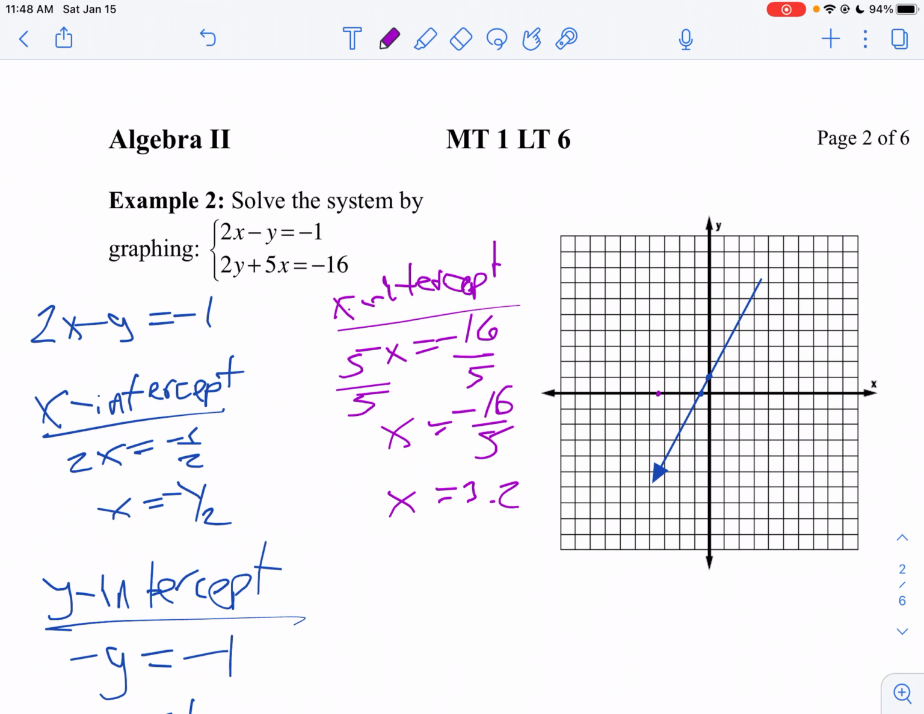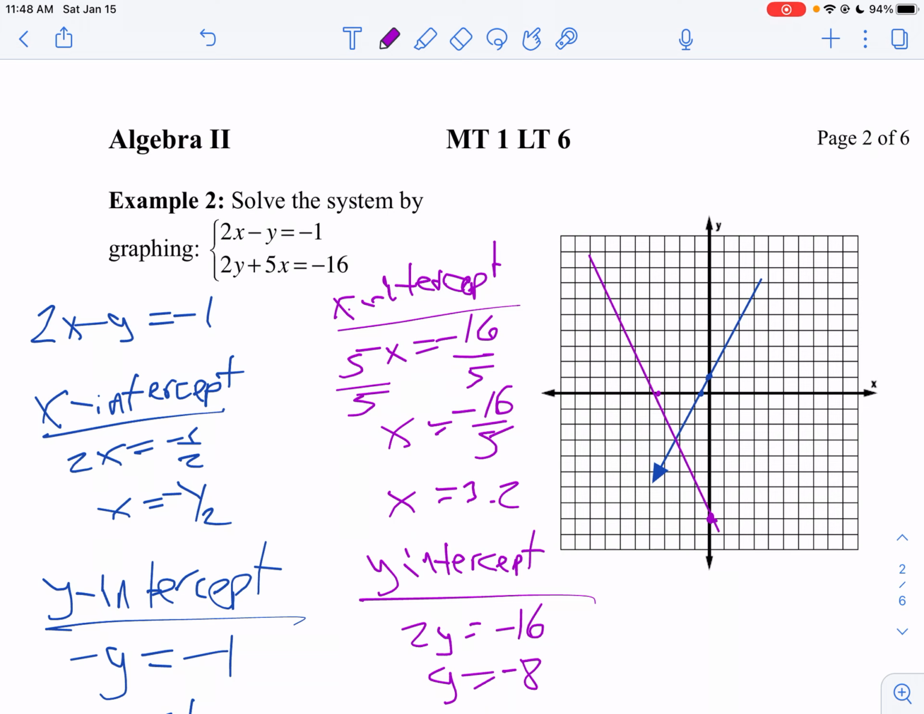Now let's find the y-intercept. The y-intercept is when x is 0. So I'm going to say 2y equals -16. Y equals -8. So I'm going to go down 8 on my y-axis. Then I'm going to draw a line going through my points.